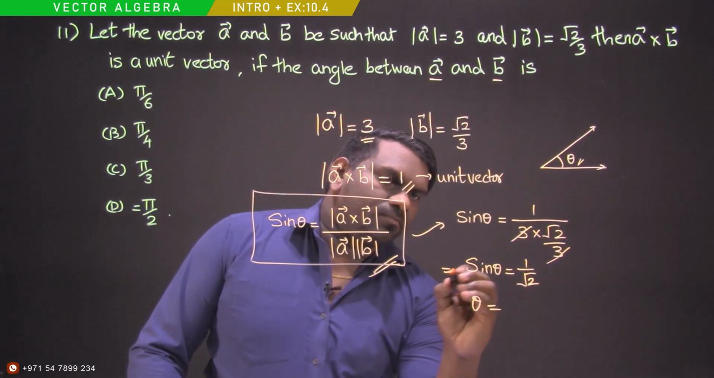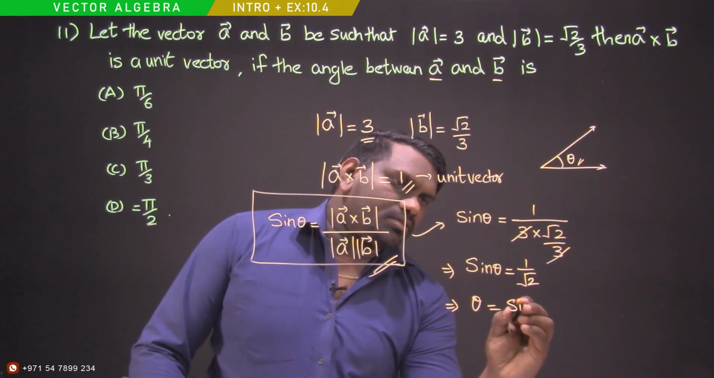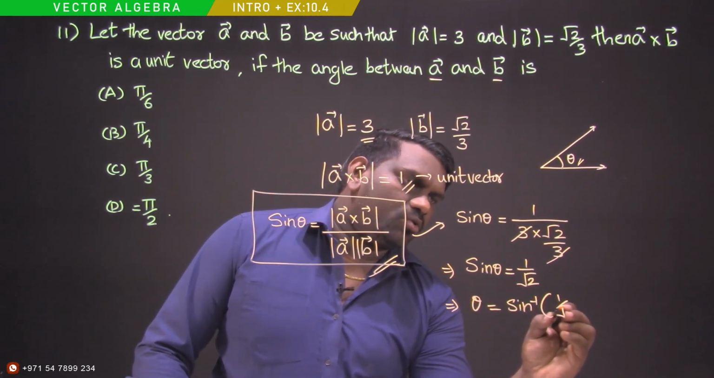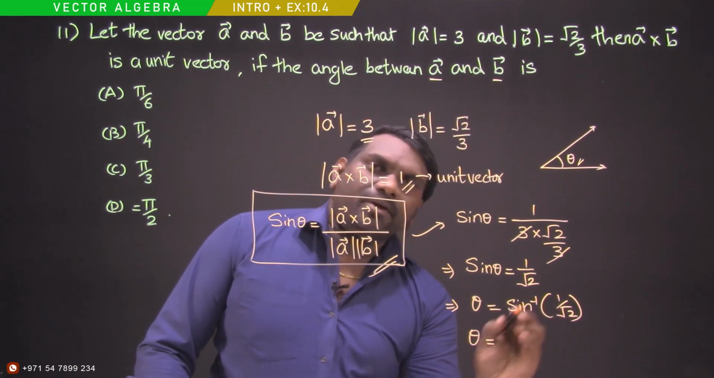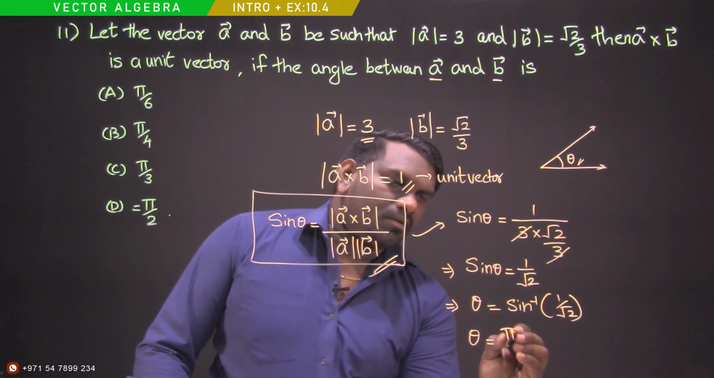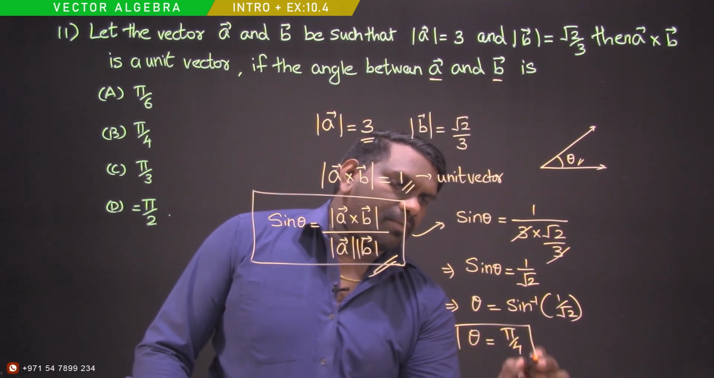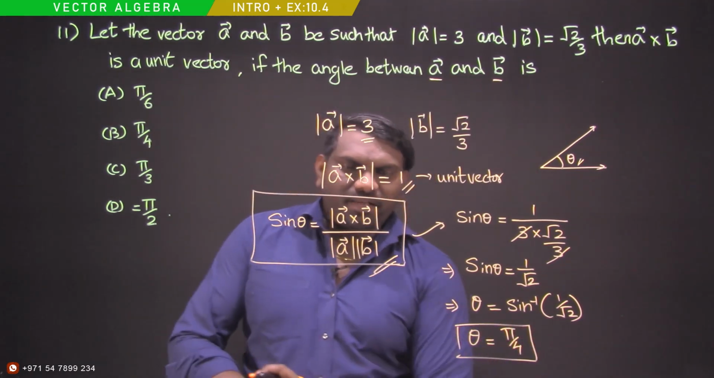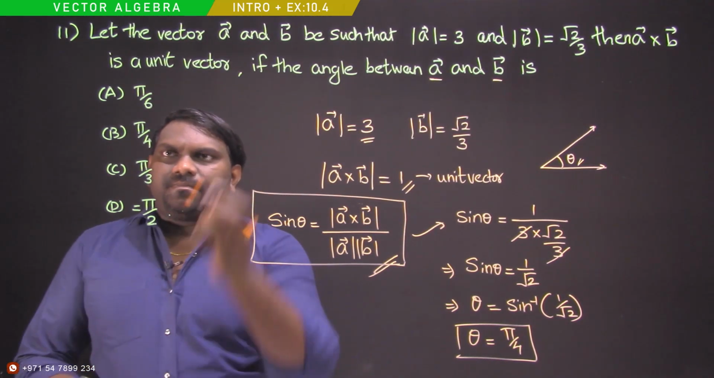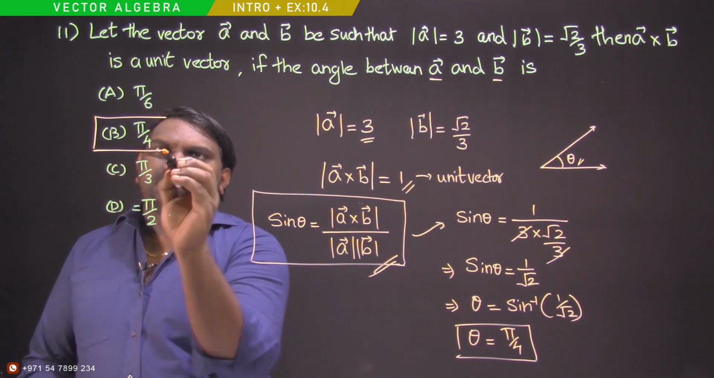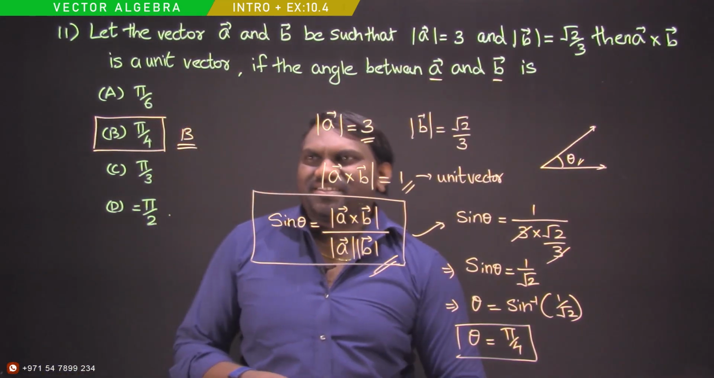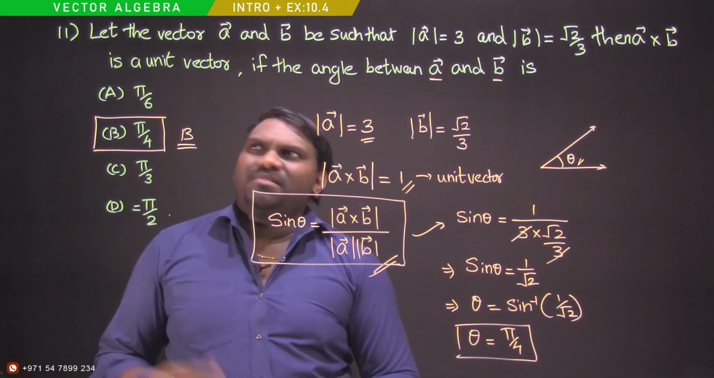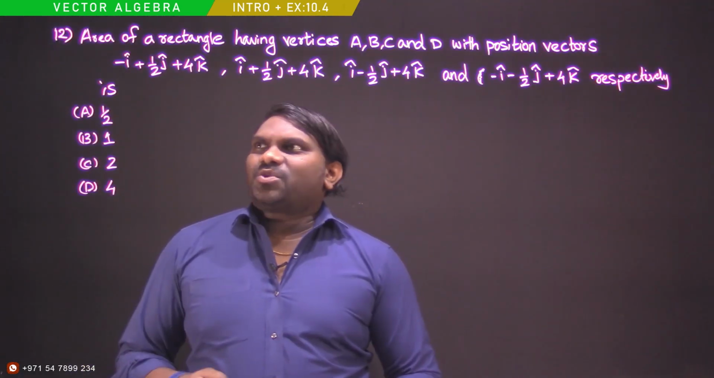Theta is equal to sin inverse of 1 by root 2. That is theta equal to what? 1 by root 2 occurs at 45 degrees, which is pi by 4 dear. So pi by 4 is our answer. So this is my answer for the 11th question dear. It's pretty easy, right? Yes. On to the 12th then. On to the last question dear.